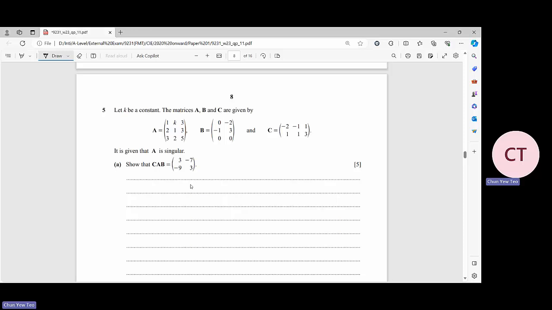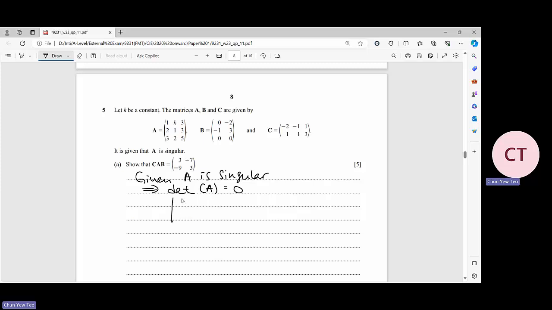Okay, now we take a look at question number 5. Matrix. Let K be a constant. The matrices A, B, and C are given as follows. Given that A is singular, it means that the determinant of A will be 0. So given A is singular, that gives you that the determinant of A will be 0.